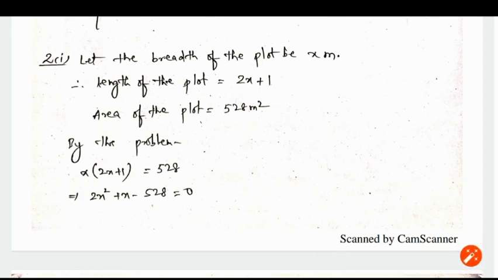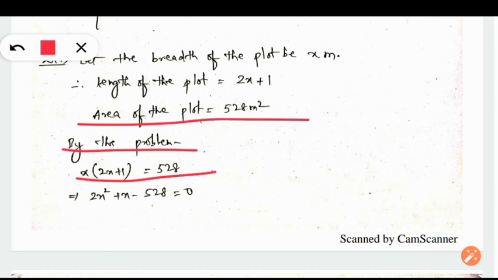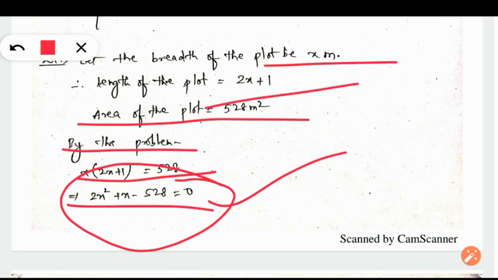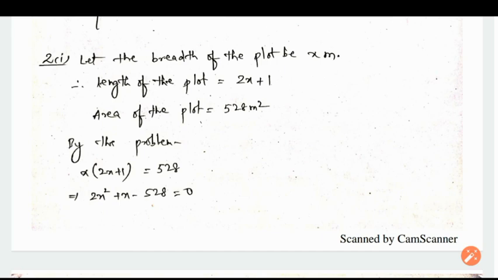The area of the plot is given. Now by the problem, can I write this? Because length into breadth is the area of a rectangle, right. So breadth is x and length is 2x plus 1, and x into (2x plus 1) equals 528, and after multiplication and taking whatever is in the RHS to the LHS, I got this equation. If we solve this quadratic equation, we will get x, that means we will get breadth, and once we get breadth, we can find the length. In the next exercise we will discuss how to solve quadratic equations. Right now we are not required to find x, because in this question you just need to represent the given situation in quadratic form, understood.